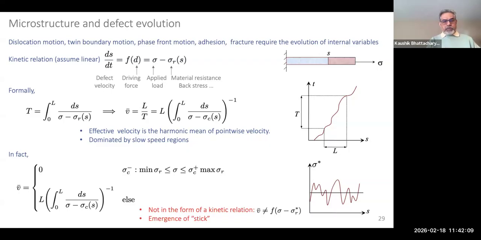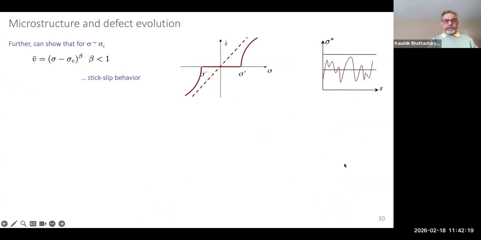In fact, you can do some asymptotics near the interface, right? You can do some asymptotics when sigma is close to the sigma max. And you can show that if you're close to these kind of peaks, close to these kind of stuck regions, the behavior looks like this. There's a power law, and the power law is less than 1. So in fact, as you're emerging from here, this slope is going to be infinite.